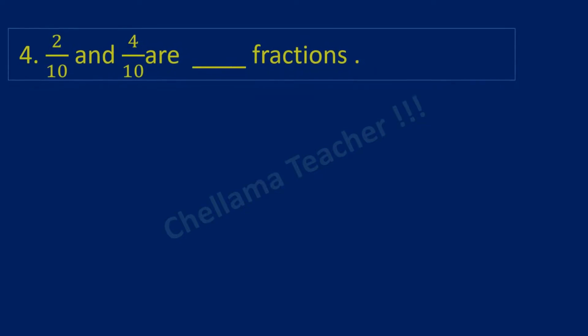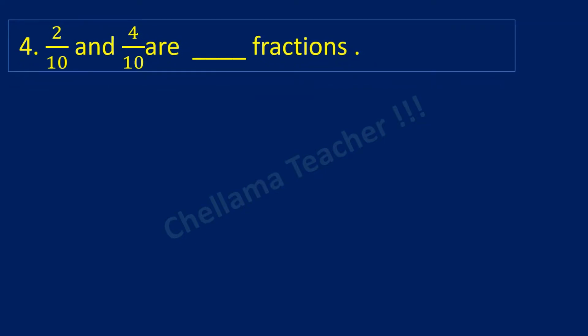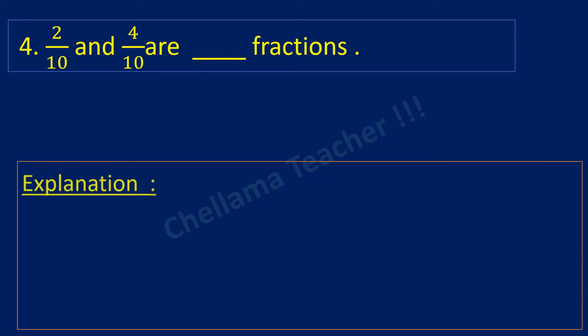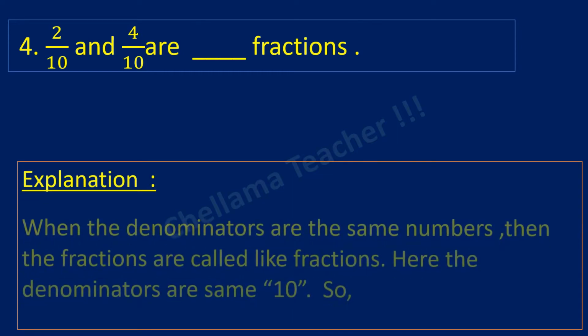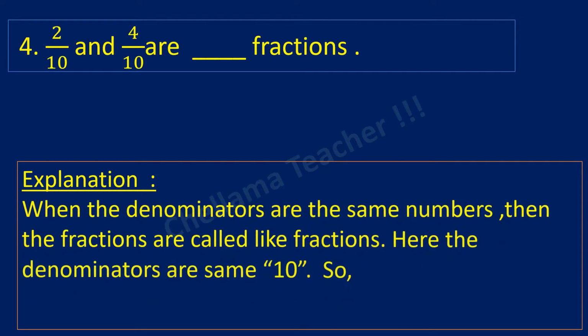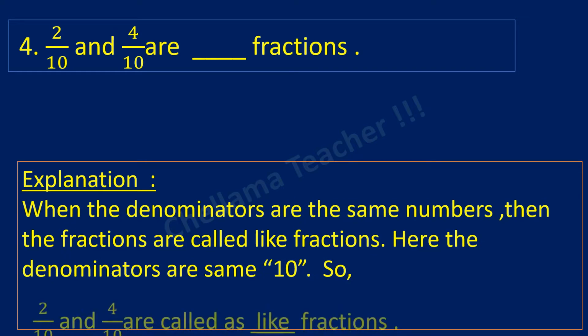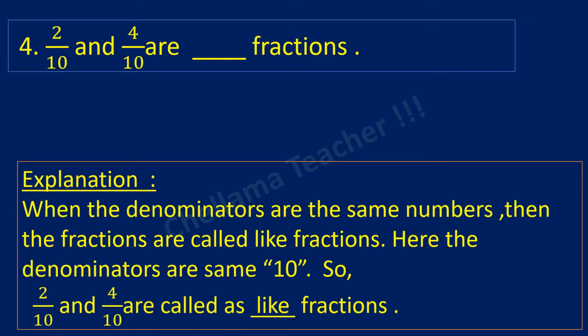Question number 4. 2 by 10 and 4 by 10 are fractions when the denominators are same numbers. Then the fractions are called like fractions. Here the denominators are same, that is 10. So 2 by 10 and 4 by 10 are called as like fractions. Correct.